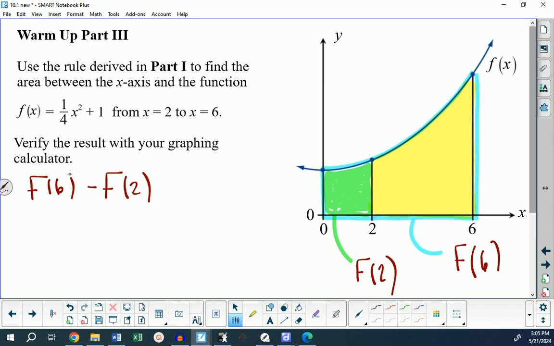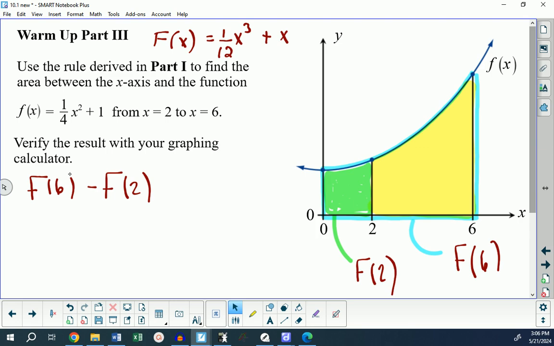Okay. So what is the antiderivative? Well, we can calculate that wherever we want. The antiderivative would be 1/12 x cubed plus x. I just want to double check that. You can double check it as well, but I think that's right.